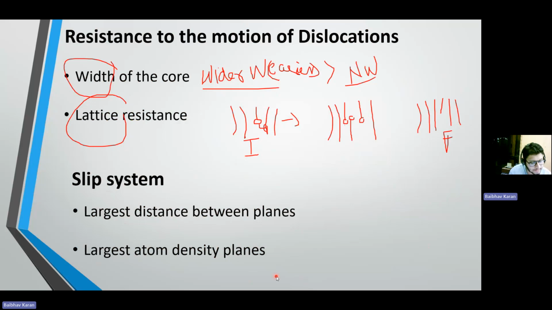Then there is BCC. In BCC, we observed the 110 plane with 111 direction, the 112 plane with 111 direction, and the 123 plane with 111 direction. These are the various directions where the movement of dislocation is easier. So there are multiple slip systems in BCC, whereas in FCC there is only one slip system.